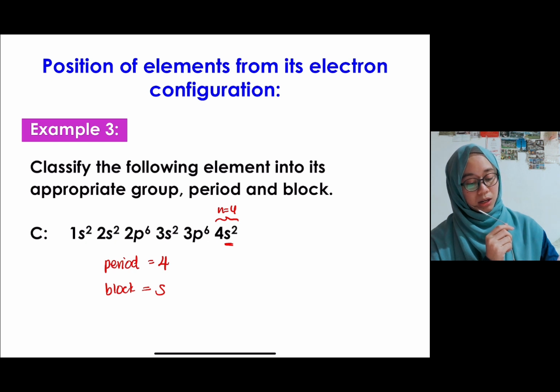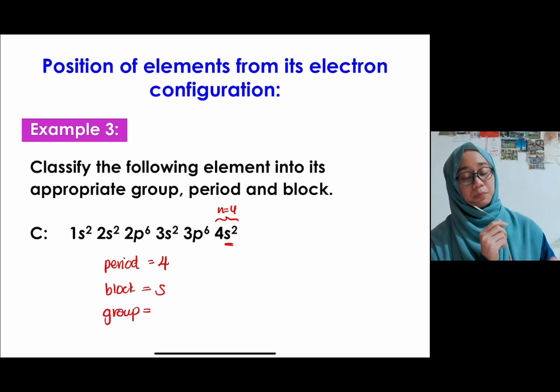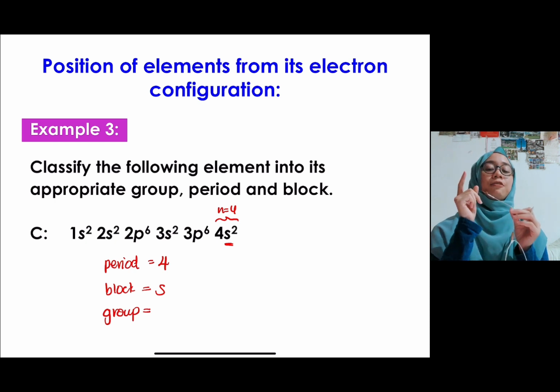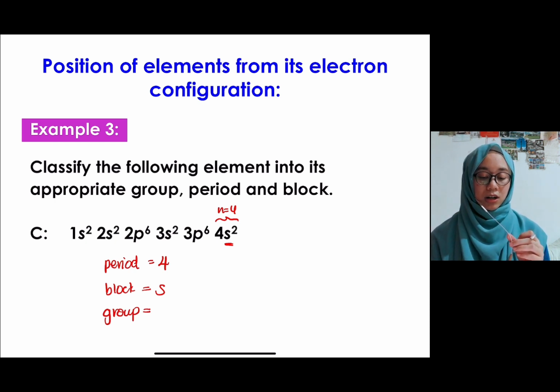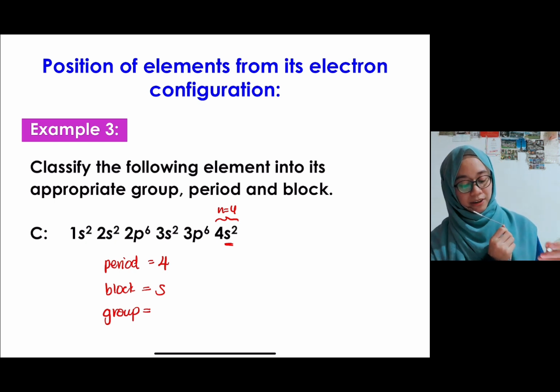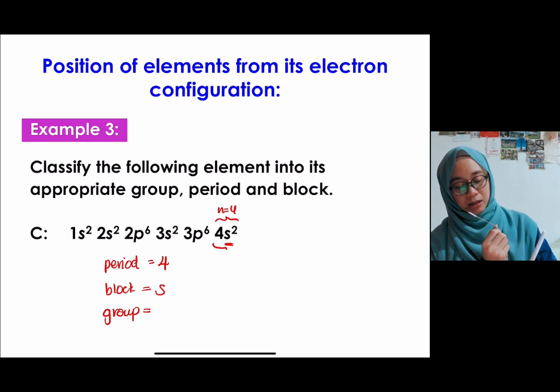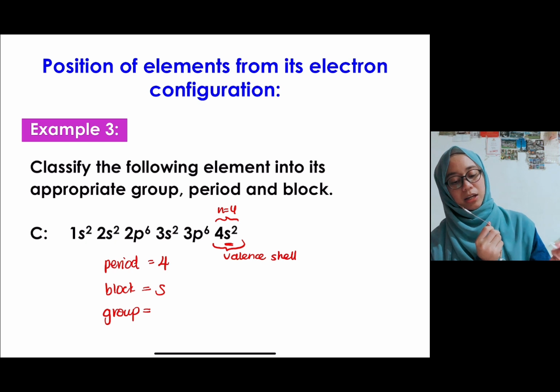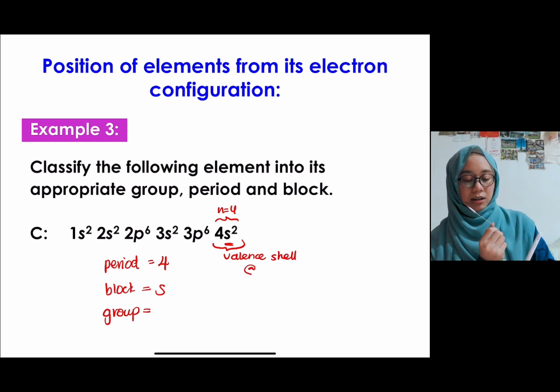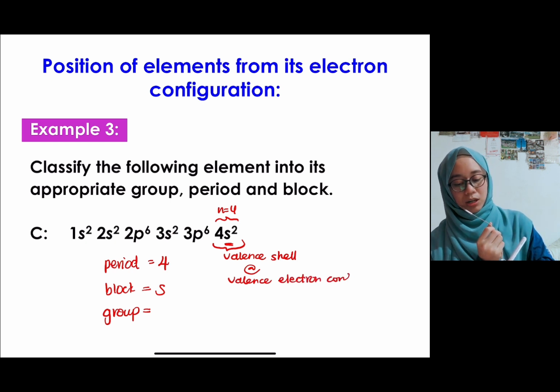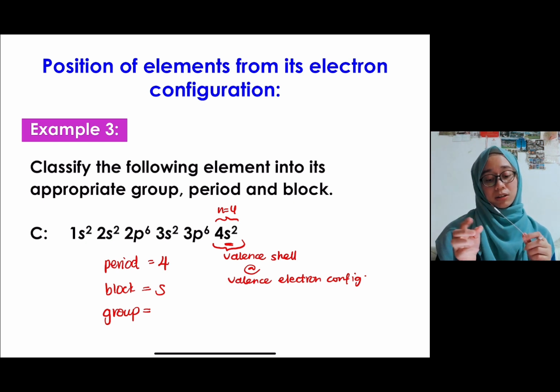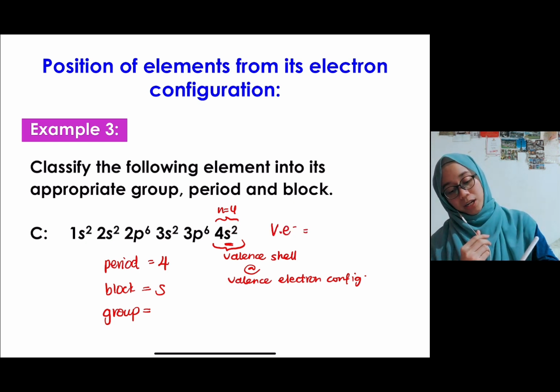And then kita pergi kepada group. Kalau nak group, kita kena tahu dahulu dia punya valence electron. Untuk kita punya S block elements ni very simple lah, sebab the 4S dekat sini, that is the valence shell, ataupun the valence electron configuration. Bermaksud kalau kita nak figure out the number of valence electron, boleh ambil terus kepada value yang ada dekat kita punya 4S ni, which is 2. So valence electron dia adalah 2.